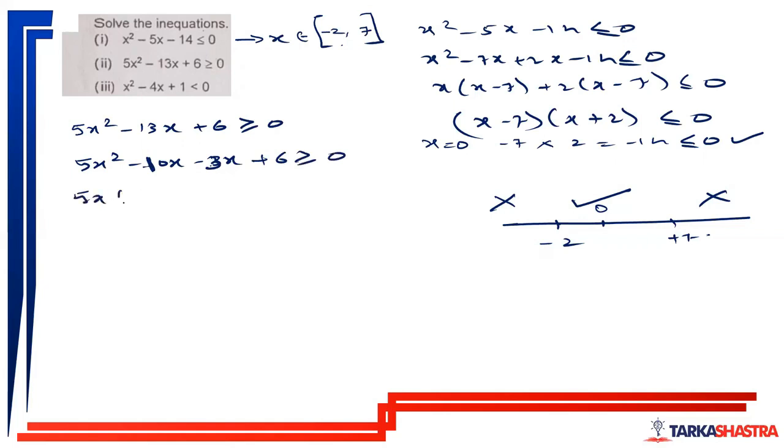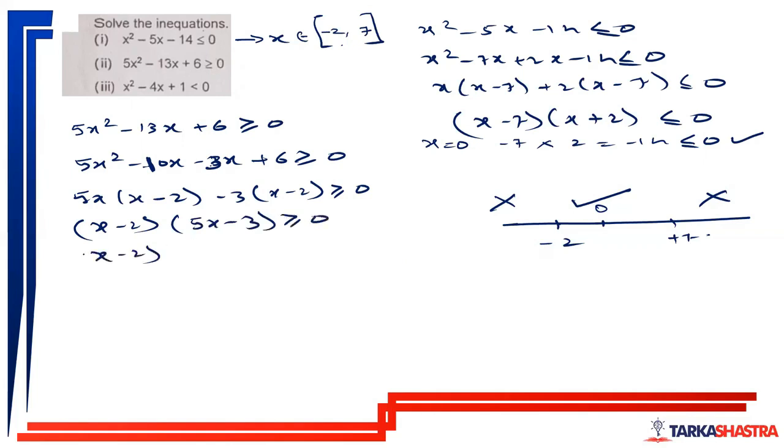So 5x(x − 2) − 3(x − 2) ≥ 0, which gives me (x − 2)(5x − 3) ≥ 0, which can be written as (x − 2)(x − 3/5) ≥ 0. If I divide by 5, this becomes x − 3/5, and 0 divided by 5 is 0 only. And I can add, subtract, multiply or divide by a positive value. It does not change the nature of the inequality.